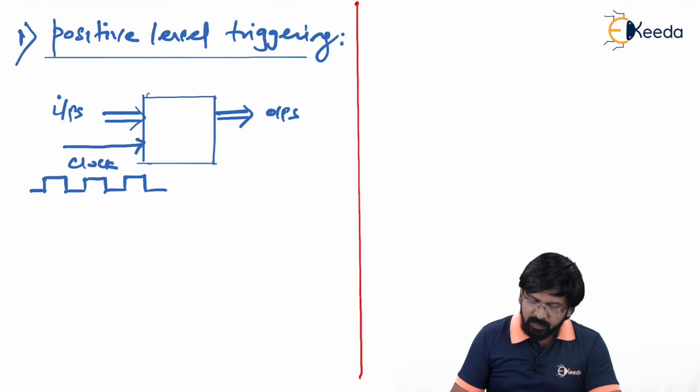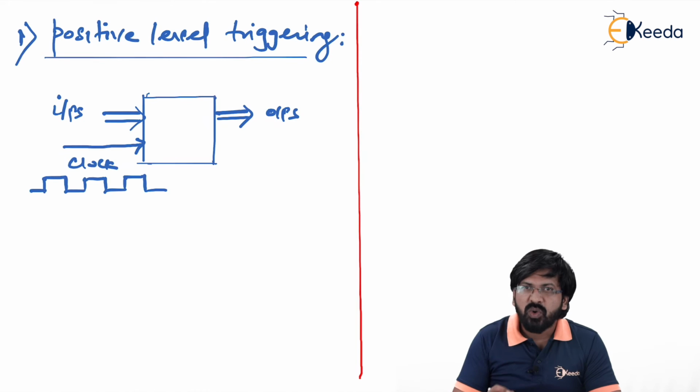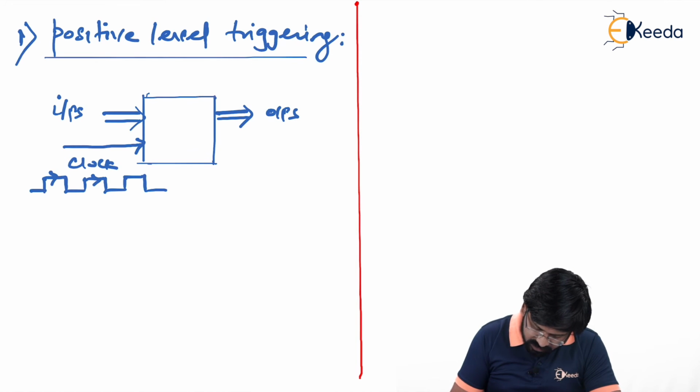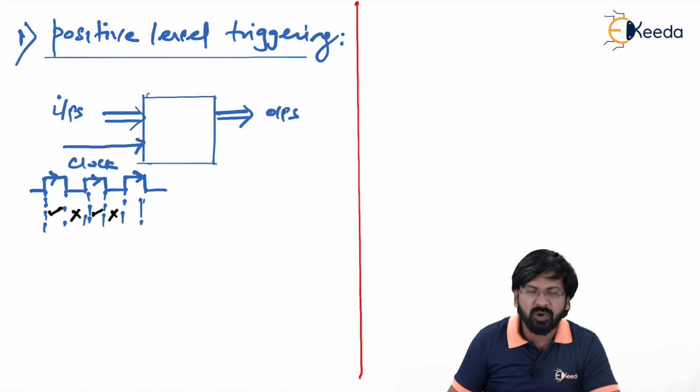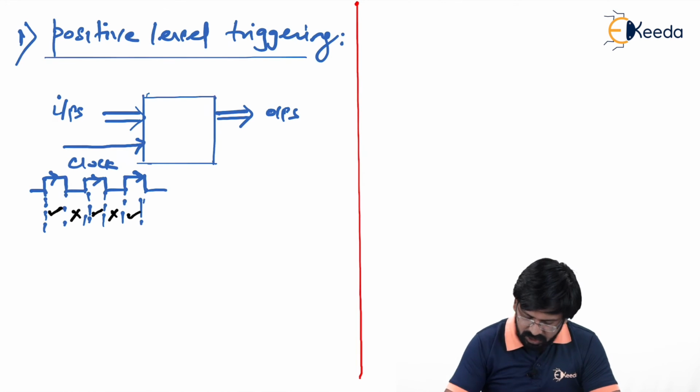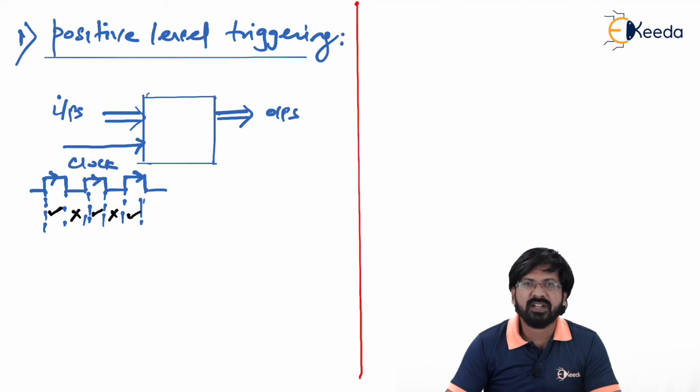And this clock is the way I am drawing. So in this, even though inputs are given, outputs are changed only during positive levels. See, these are positive levels. Please understand this: during this positive level only, outputs are changed. During this interval, it is not going to change. Again, during positive level, outputs are going to change. Again, this is a duration where outputs are not going to change, and only during positive level outputs are going to change. Therefore, such a device is called a positive level triggered device.